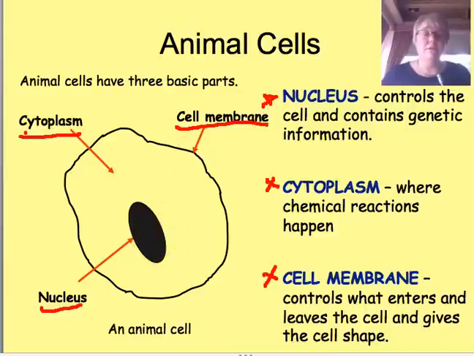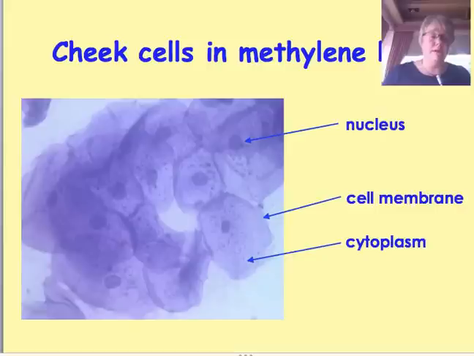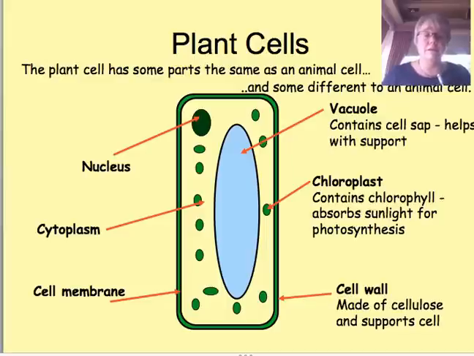So we can have a wee look at a picture of an animal cell under the microscope. Here's one. These are cheek cells, and they're stained with a dye called methylene blue. You can just make out the cytoplasm, the cell membrane, and the nucleus that's stained in that darker colour. If we move on, we'll have a wee look now at the structure of a plant cell.